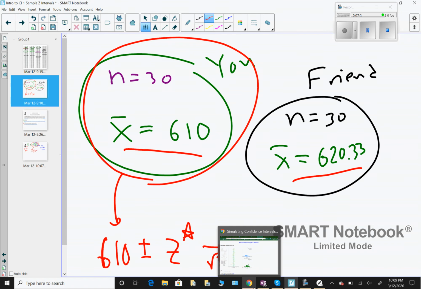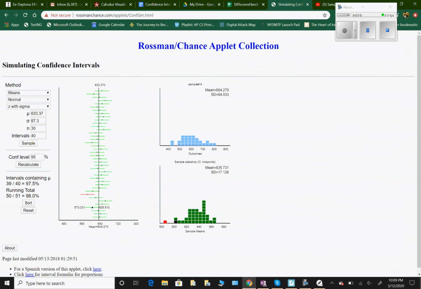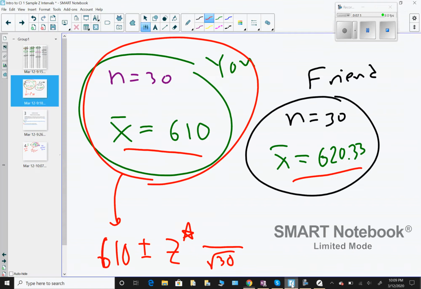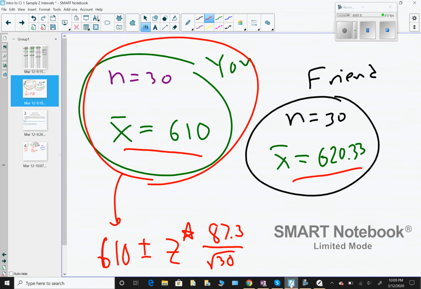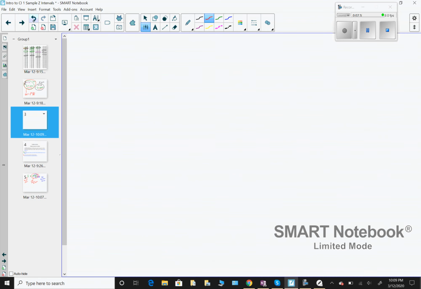And if we go back to that website and look at it, you'll notice over here, I'll click with my mouse, we had a standard deviation of 87.3. So that's what's going to go in here, 87.3. And then finally, how do you get z star? Well, if you remember back on the website, I told you just real quickly to make sure that the confidence level was at 95%. And so that actually has to do with something called the 68, 95, 99.7 rule, which you may remember.